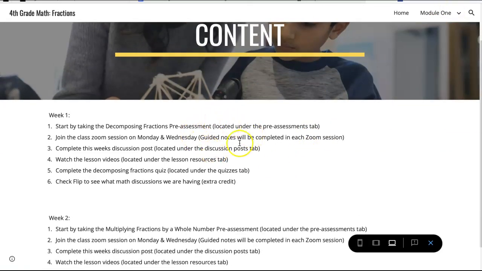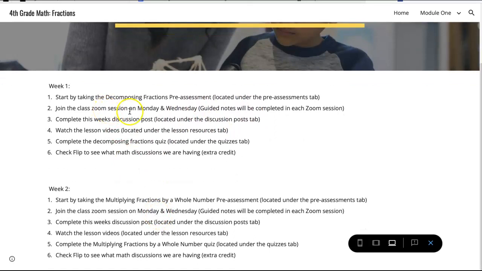They started by doing the pre-assessment, and then they went on to the Zoom class sessions on Monday and Wednesday to complete guided notes. They continued with the discussion posts, lesson videos, and then finishing up the week with a quiz, and then checking Flip to see what additional math discussions were being held. They would receive extra credit for that.